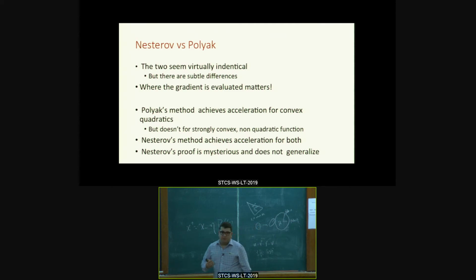Polyak proved in his mid-60s paper that by finding the appropriate step size, you can provably get acceleration for convex quadratics. So for convex and strongly convex quadratics, there's a formula for choosing the step size so that you get the best possible rate. As we will see a little bit later, but let me just say it, for convex functions that have Lipschitz gradients, and are not necessarily strongly convex, the optimal rate is 1 over t squared, where t is the number of iterations.